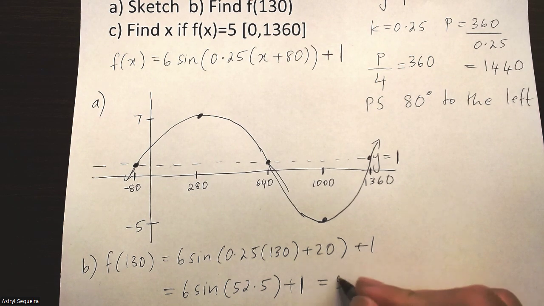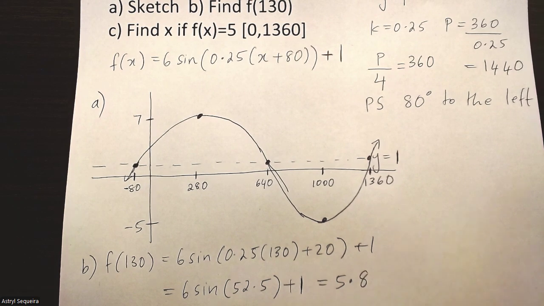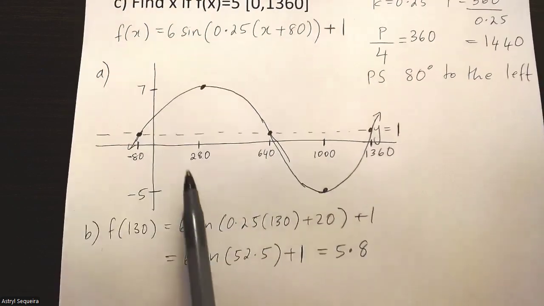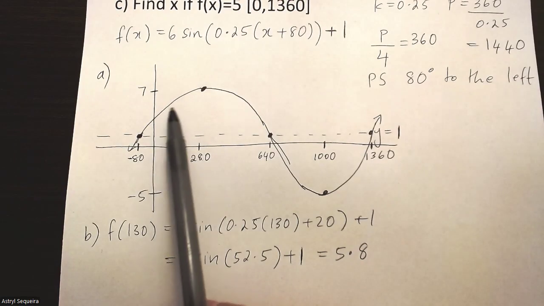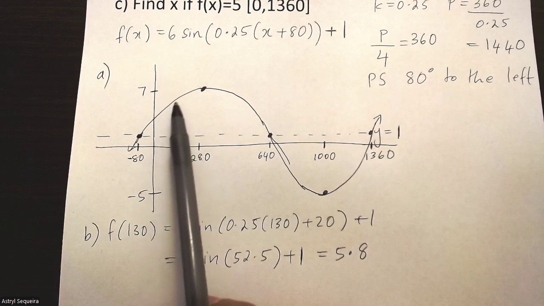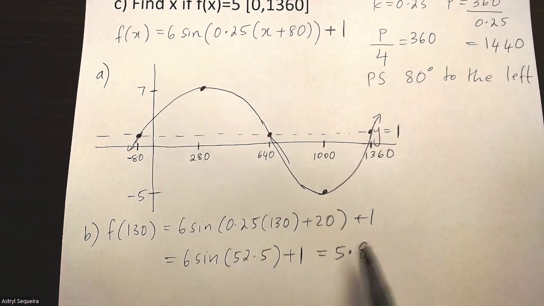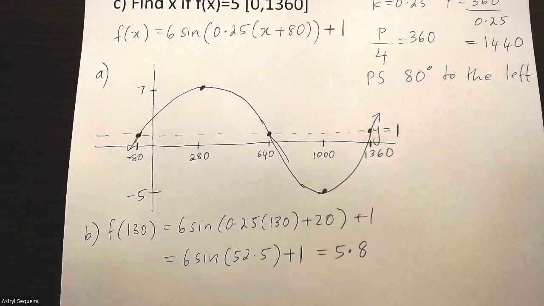And I get 5.8 approximately if I round to one decimal place, which I know most probably is the right solution because, like I said, 130 is somewhere over here, and the answer should be around 4, 5, 6, or 7, about 5.8, which looks relatively accurate.